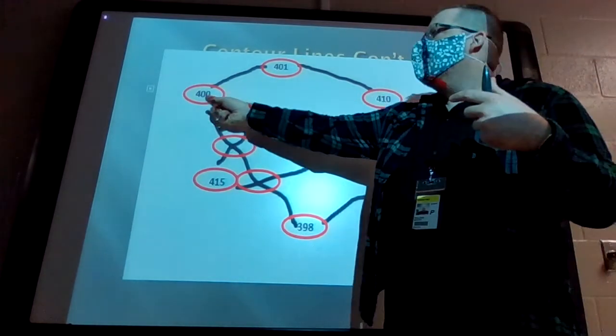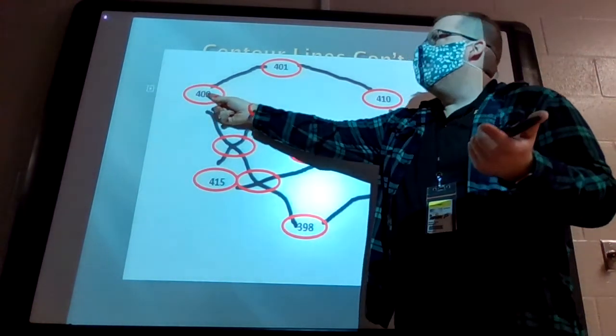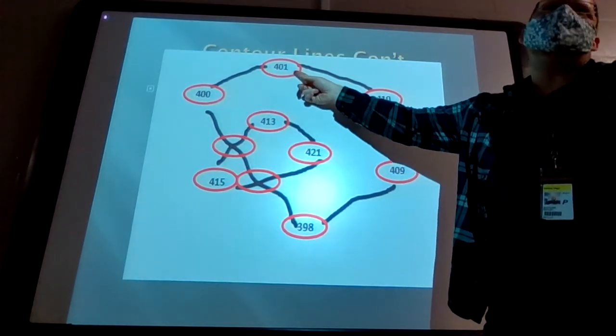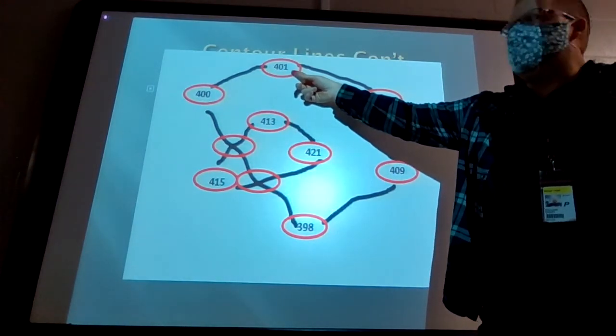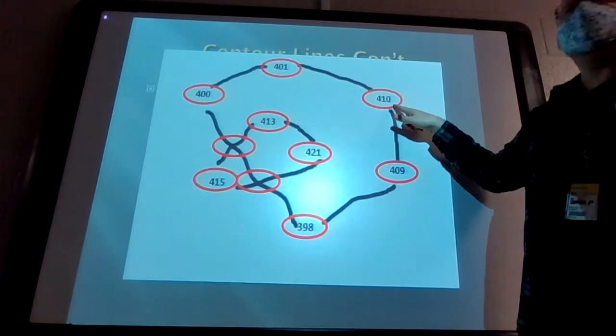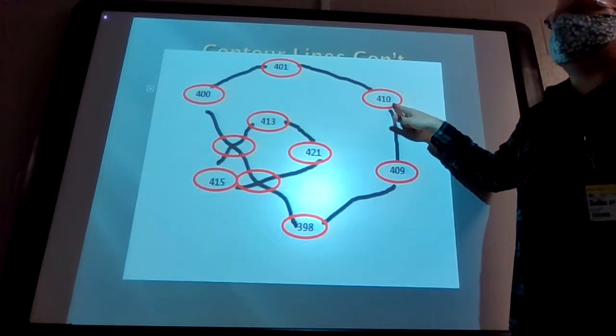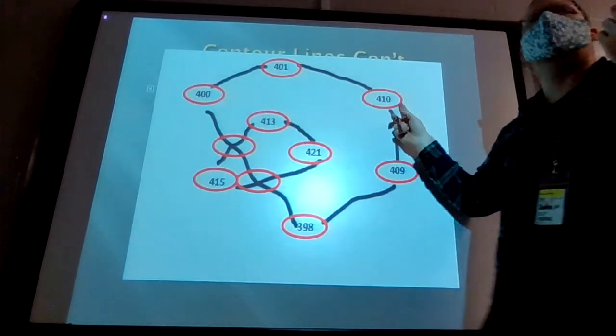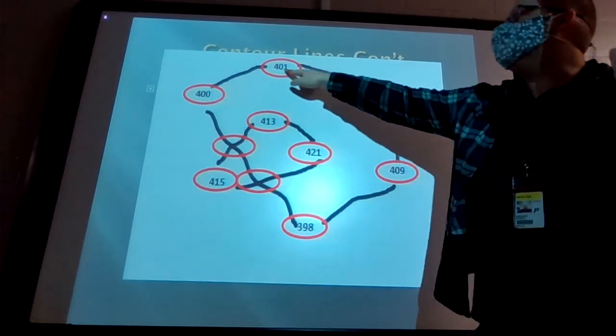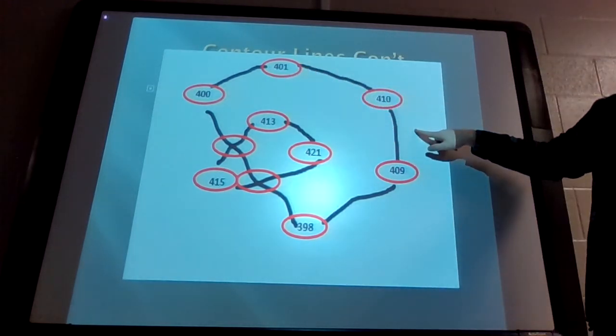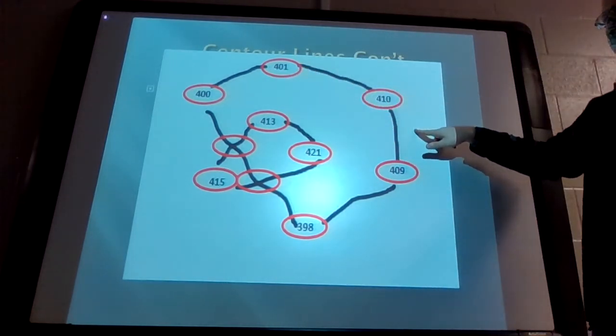So like here, my 400 contour line leaves and it goes through 401. That's okay. They're really close together. I wouldn't be too mad about that. But it goes right through 410. And now I know that there's a problem because 410 and 400 are not the same. So this line should have come around 410 and not gone all the way through it.